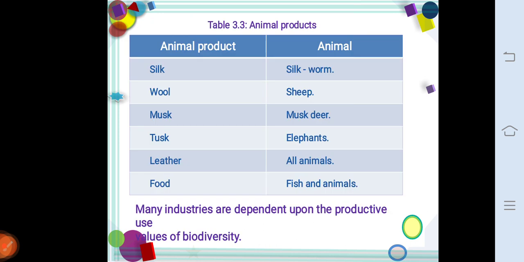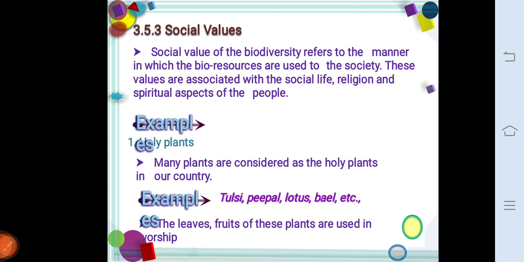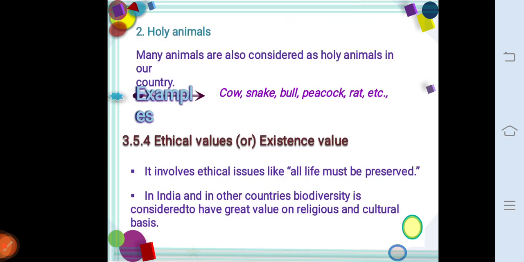And the next value is ethical value. Ethical means all life must be preserved. The species may or may not be used by us, but their existence gives us pleasure. That is known as ethical values. The next one is aesthetic values. The word aesthetic means beautiful. The beautiful nature of plants and animals is known as aesthetic values. For example, the pleasant music of birds, the color of flowers, the color of butterflies.